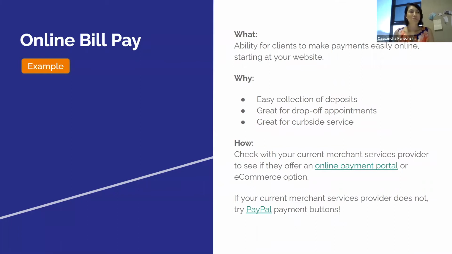Perfect. Tool number 2 seems to be the controversial one, online bill pay. I'm having a twitch, Cassandra. I know our listeners are having a twitch when they see online bill pay. This is a hard one. It is, and I think it's hard for a few reasons, right?